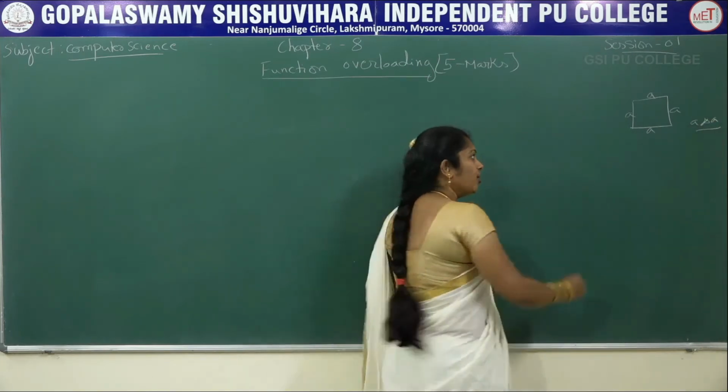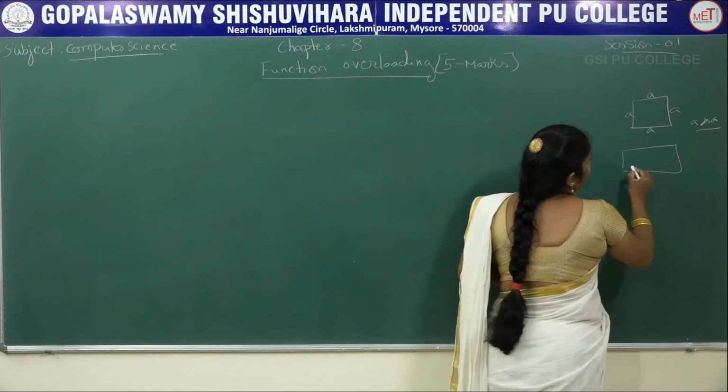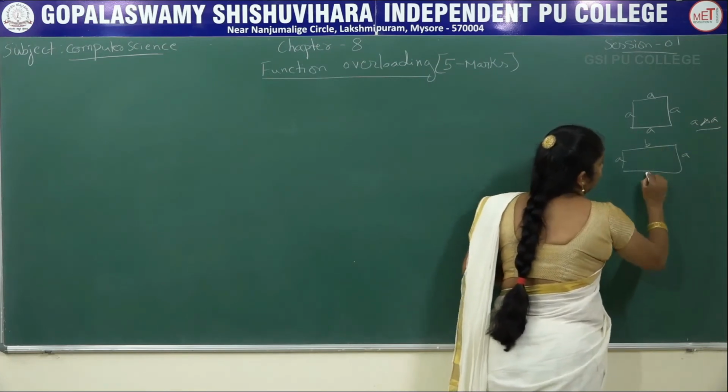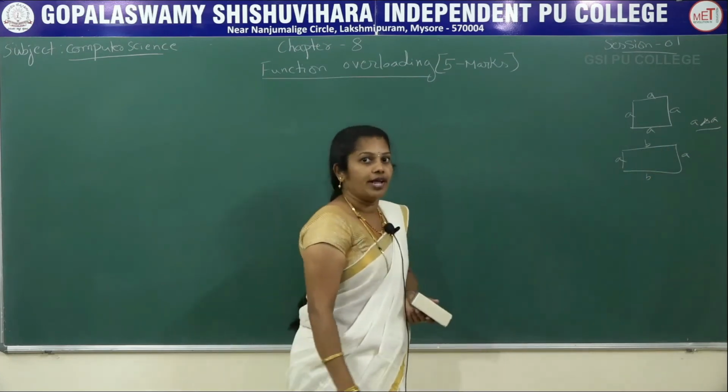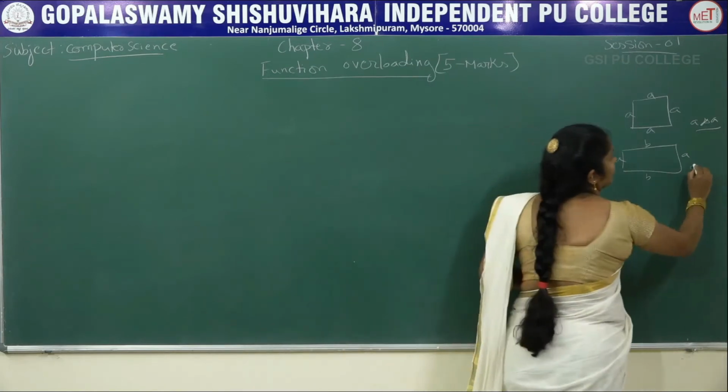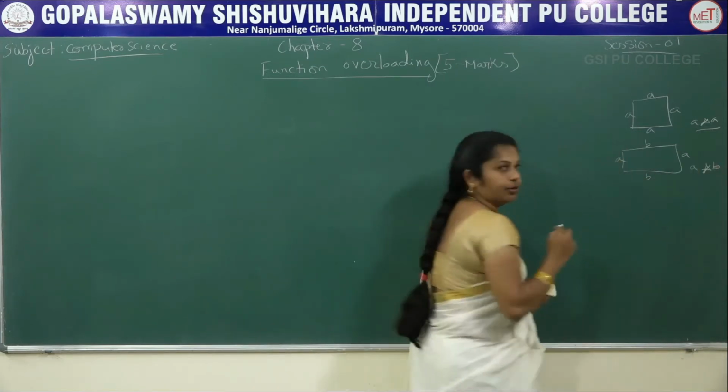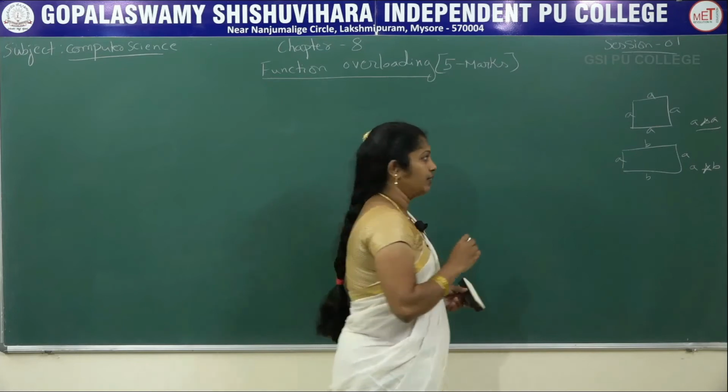Area of a rectangle. For example, these two are A and this will be B. Then how to find the area of a rectangle? That is A into B we have to write.